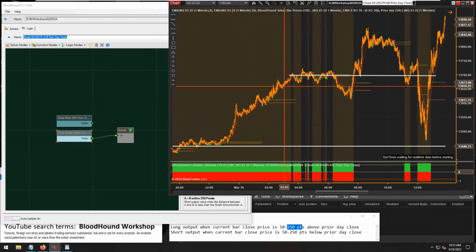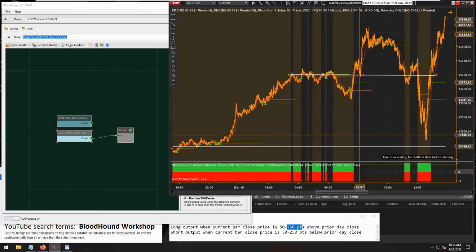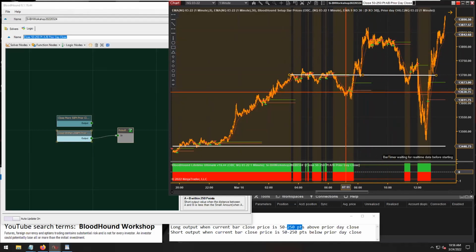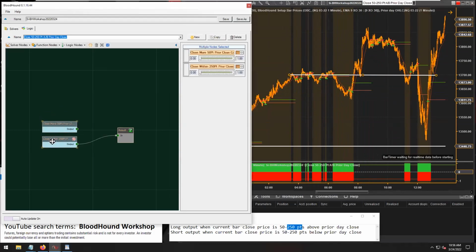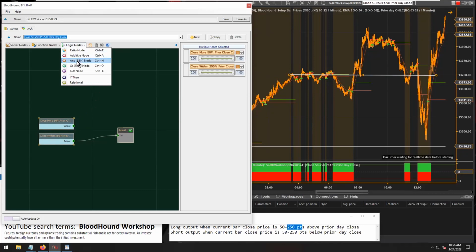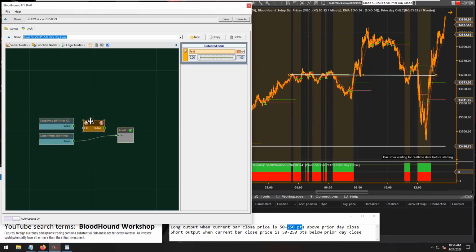So now we can see all of these bars here, because they're within this 250 point range. And as soon as price goes outside, or goes beyond that 250 point distance, there's no output over here. Only when price is within this range. So now we have both of our limits, and when we combine them together with an AND node, we create that range.